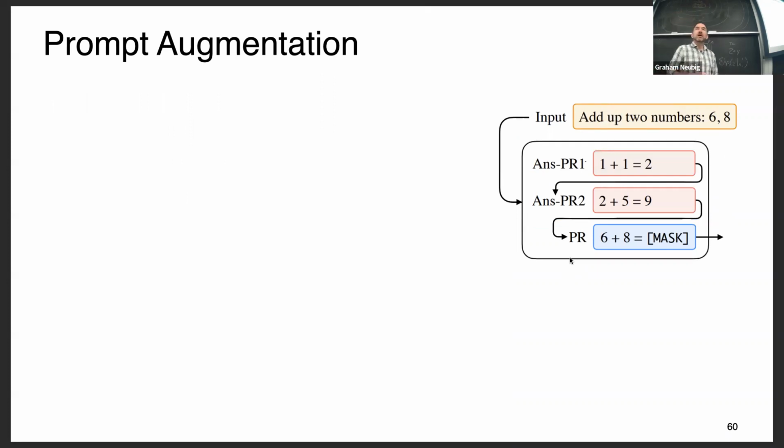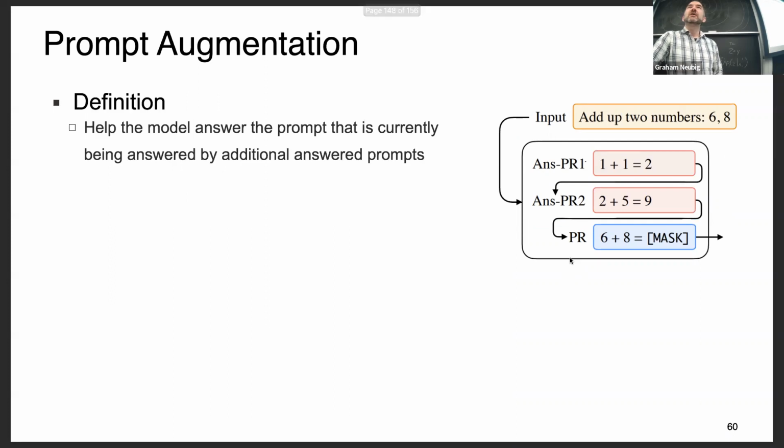So another thing which we called prompt augmentation in our survey, we thought this was maybe a clearer name, but actually now most people have called this in-context learning. So I think I should probably change the title of the slide. But in-context learning or prompt augmentation is basically where you add a few examples before you actually do the task.